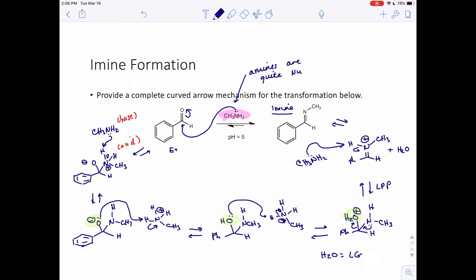All these steps are reversible, so just to let you know, if you were in lab, you would use a piece of glassware that would allow you to remove the water. And when you remove the product of this last reaction, by Le Chatelier's principle, that drives all of these other equilibria, so you can form the imine.